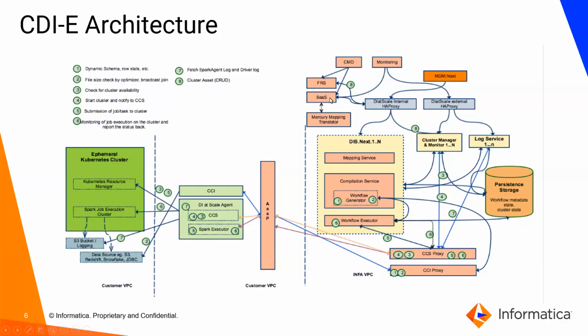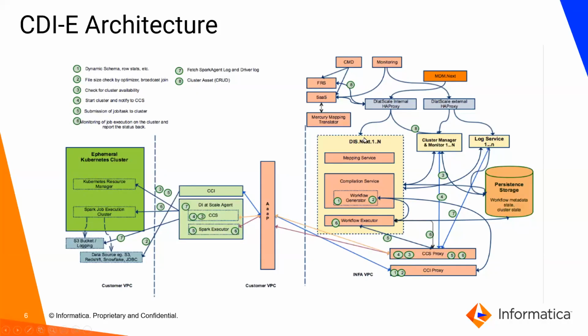SaaS service will fetch the details from the FRS and submit the job to the DIS Next. SaaS service will also do the mapping translation, like it will convert the PC specific XML to the Mercury XML. Using internal proxy, it will submit the job to the DIS Next. Here we have two kinds of proxies, internal proxy and external proxy. Internal proxy will be used to communicate between the microservices running under Info VPC, and external proxy will be used to communicate outside Info VPC.